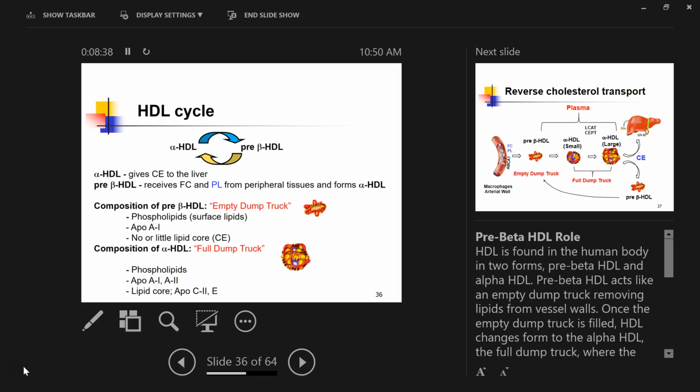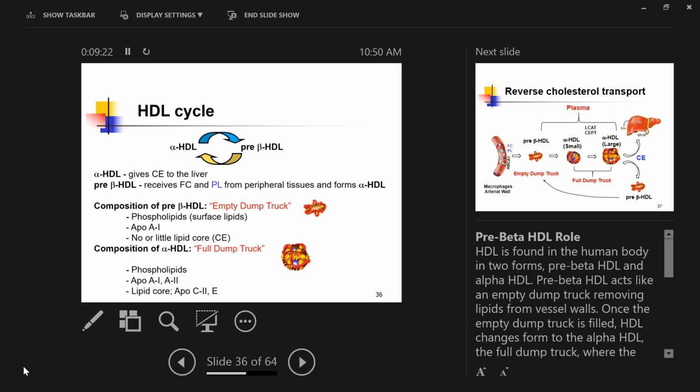Now let's talk about the HDL cycle. Again, this cycle is accomplished by the conversion between alpha HDL and pre-beta HDL. The functions of these two types of HDL are different. Alpha HDL's function is to give the cholesterol to the liver. So alpha HDL has a lipid core, right?